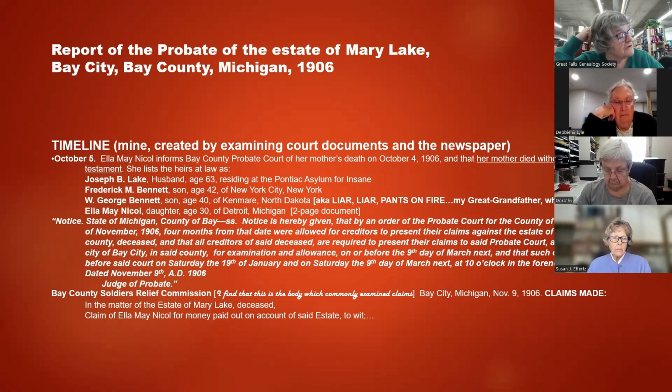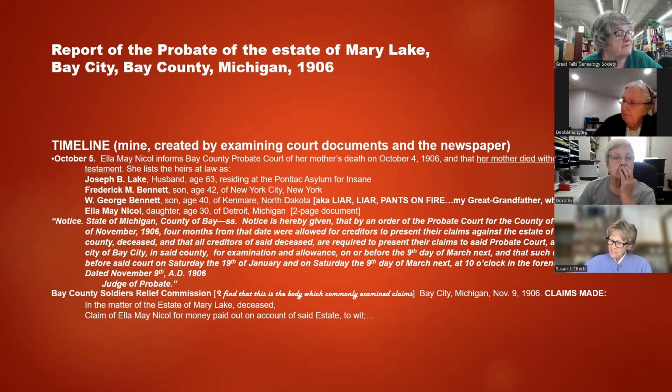She informed them that her mother died without a will or testament, and she listed the heirs at law as, and this is where I got the goodies, Joseph B. Lake, her husband, age 63, residing at the Pontiac Asylum for the Insane, and then Fred Bennett, son, 42, of New York City, W. George Bennett, aka Liar Liar Pants on Fire, age 40, of Kenmare, North Dakota, and Ella Mae, age 30. And it was just a little 2-page document, honest to goodness, nothing else. But boy, did that give me information.